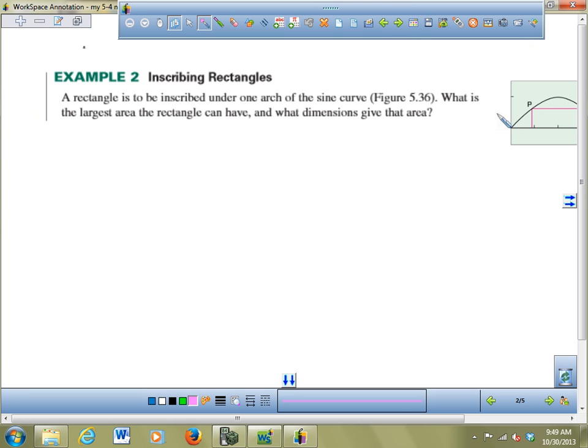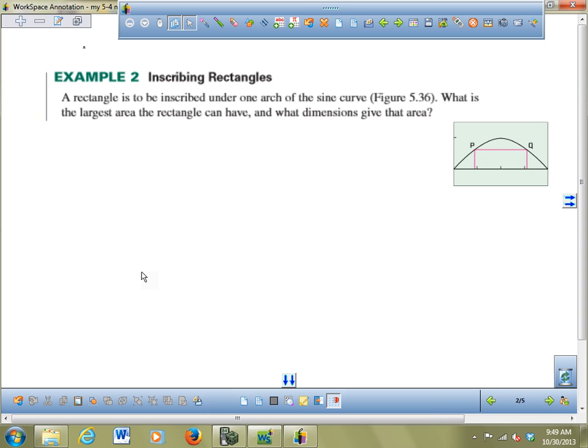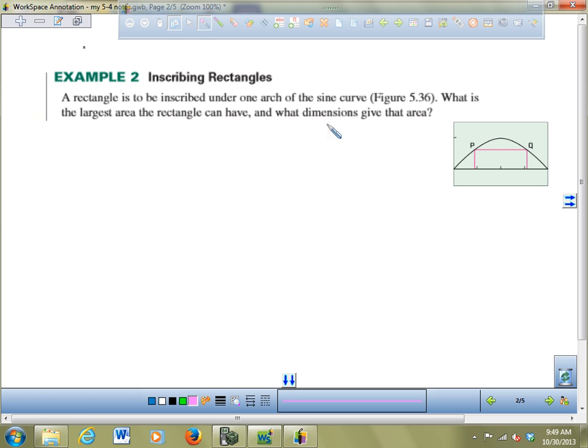So this is a trickier one. I stole these from the book. It's pretty confusing, maybe, but maybe not. A rectangle is to be inscribed under one arch of a sine curve. There it is. That's what the rectangle looks like. What is the largest area of the rectangle, and what are the dimensions of that area?